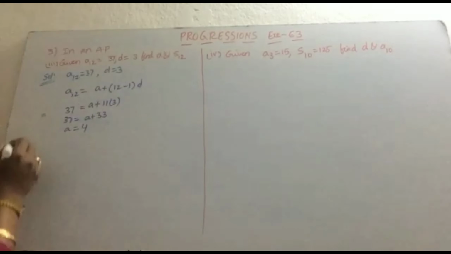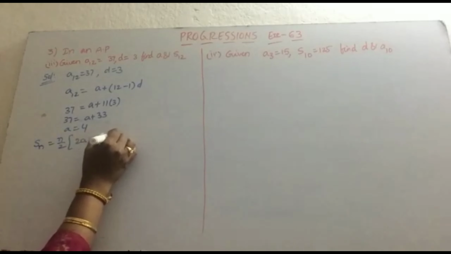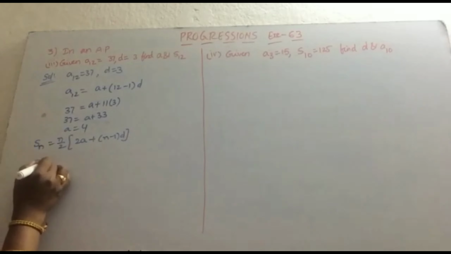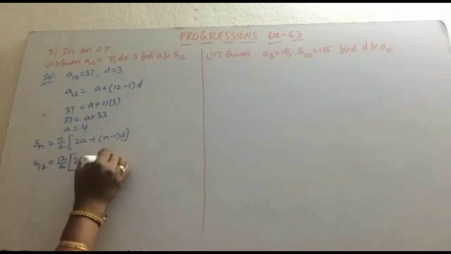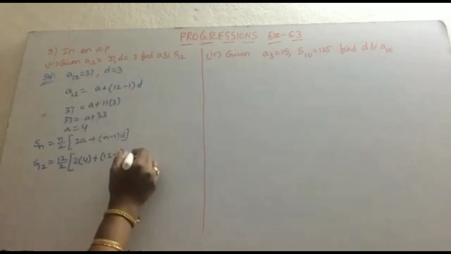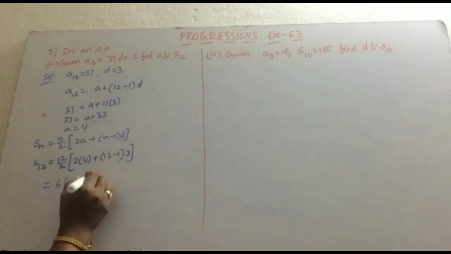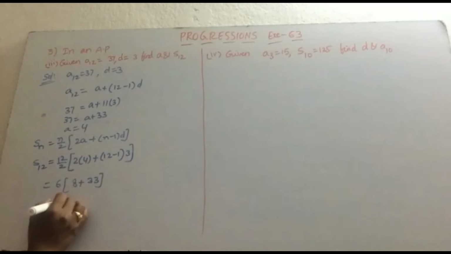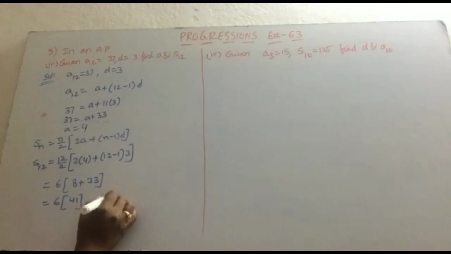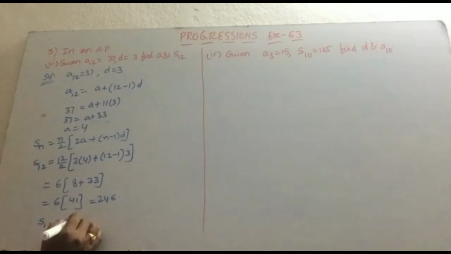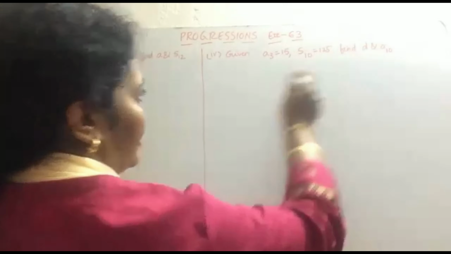And we find S12. So Sn is equal to n by 2 into 2a plus n minus 1 into d. So S12 equal to 12 by 2 into 2 into a is 4 plus n is 12 minus 1 into d is 3. So 6 into 8 plus here 11 into 3, 33. So that is 6 into 33 plus 8, 41. So that equal to 246. So S12 equal to 246.